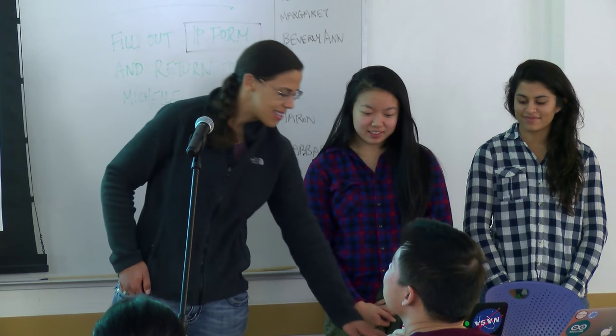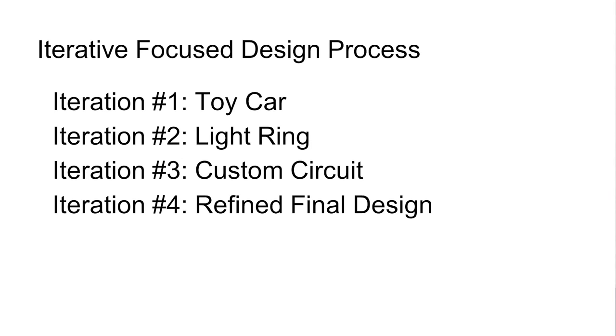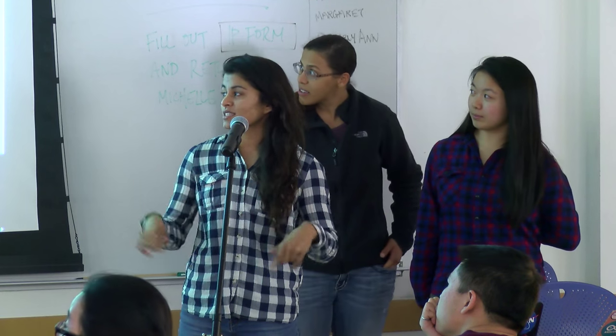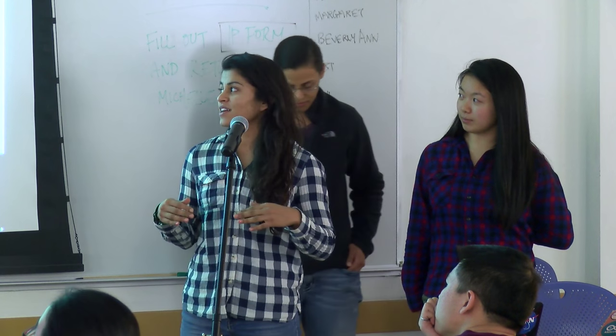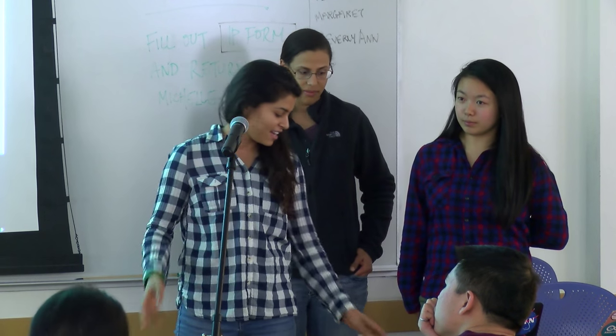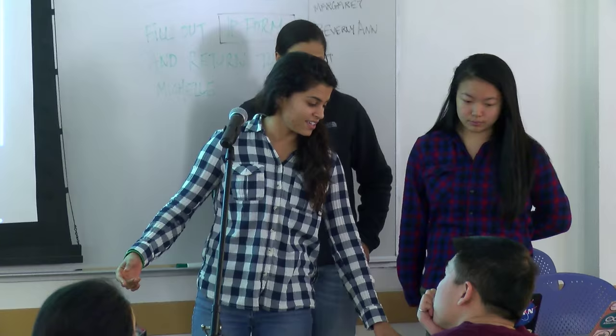And we're going to talk about the design process. Through our project, we used an iterative design process. And our iterations went as follows. Our first design was a toy car spinoff. Our second design was a light ring. Then we created a custom circuit and finally refined that to our final design. And I'll go over those more specifically now.